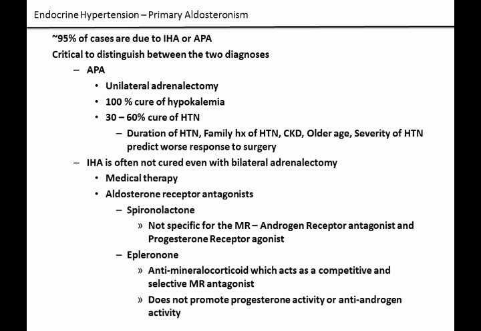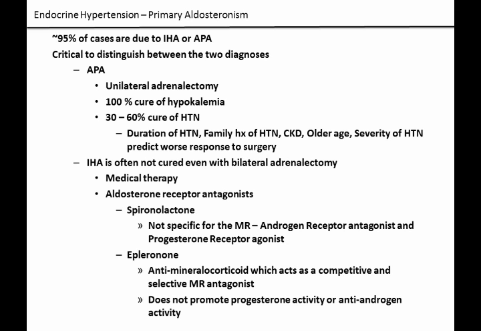We use aldosterone receptor antagonists. The more common one is spironolactone. The other one is called eplerenone. They actually bind to and antagonize the mineralocorticoid receptor, so they do not allow aldosterone to do its work.